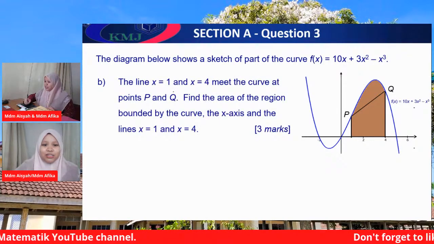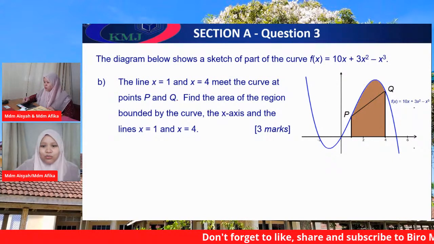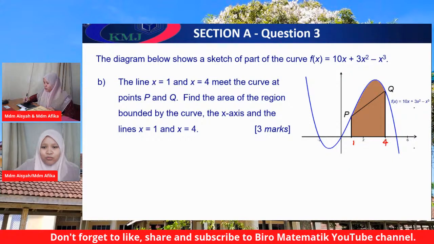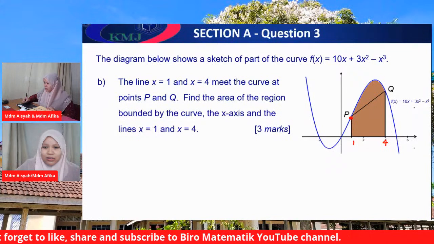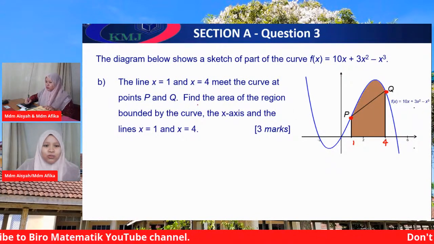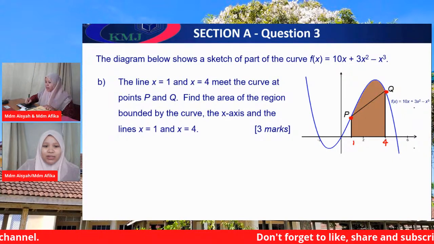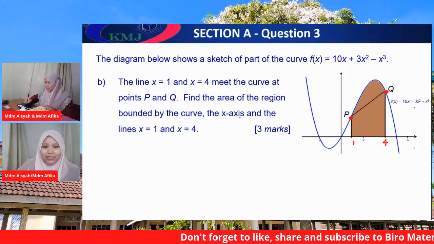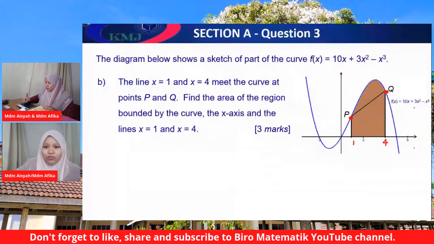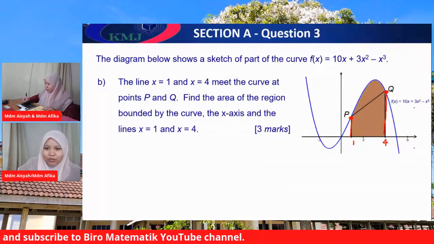The lines x equals 1 and x equals 4 meet the curve at the points P and Q. So you get here x equals 1 and x equals 4. So it meets the curve f(x) at points P and Q. Then find the area of the region bounded by the curve, the x-axis, and the lines x equals 1 and x equals 4. So the region is right here.